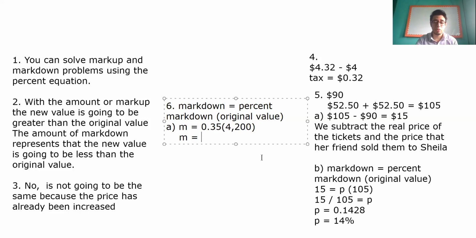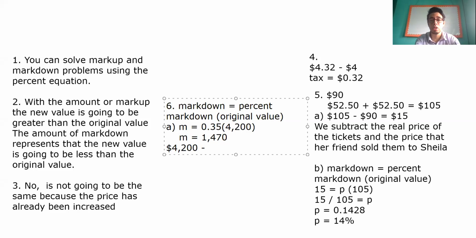0.35 times 4,200 is going to be 1,470 for the first one. This is the markdown, but to find the price to sell this article, I'm going to subtract. So if I have $4,200, I'm going to subtract the dollars of the discount. They are 1,470, and this is going to be the sale price. So 4,200 minus 1,470 is going to be equal to 2,730. This is for the first one.